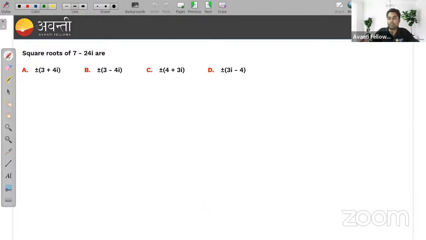Guys, please try it and respond to the polls. How can we find the square root of 7 minus 24i? What is the answer? Which of the following?